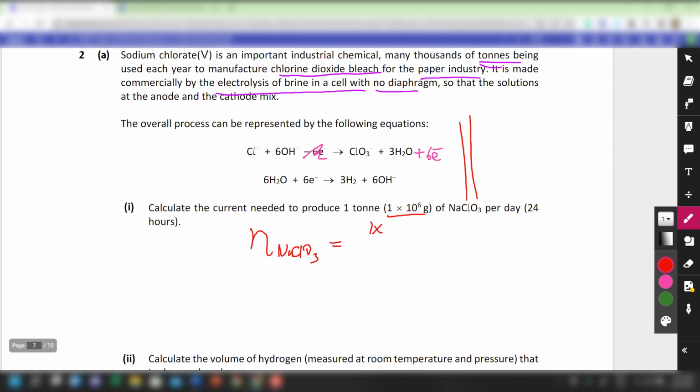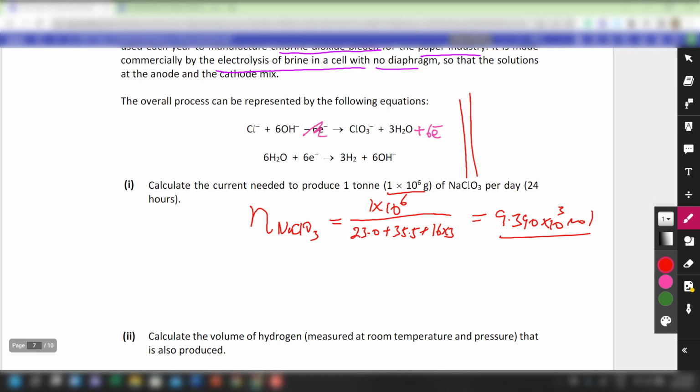Okay, 1 times 10 to the power 6, and then I divide this by 23.0 plus 35.5 plus oxygen, which is 16 times 3. If I take out the calculator and punch, I should be able to get 9.390 times 10 to the power of 3 moles. Okay, so that's quite a bit.